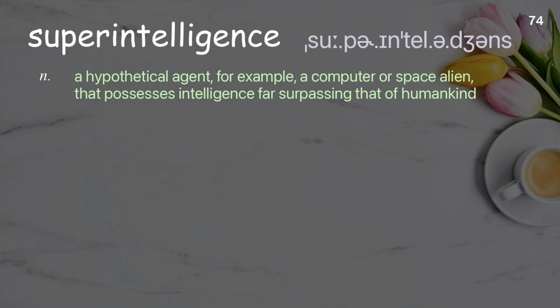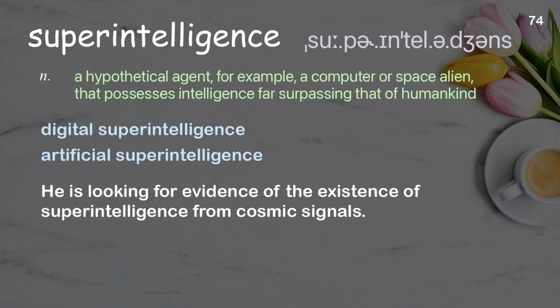Superintelligence. A hypothetical agent, for example, a computer or space alien, that possesses intelligence far surpassing that of humankind. Examples. Digital superintelligence. Artificial superintelligence. He is looking for evidence of the existence of superintelligence from cosmic signals.